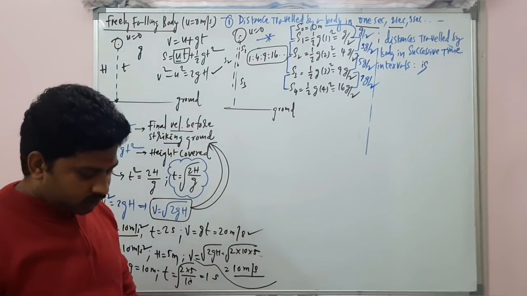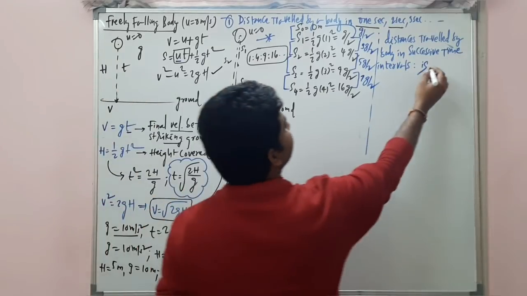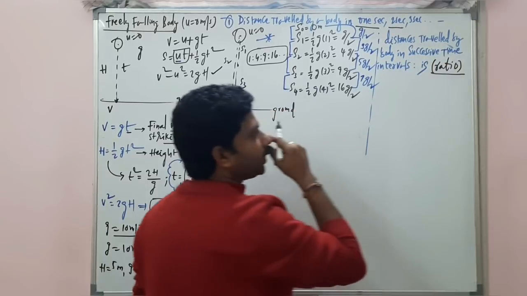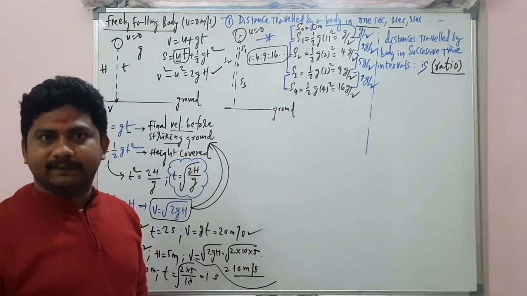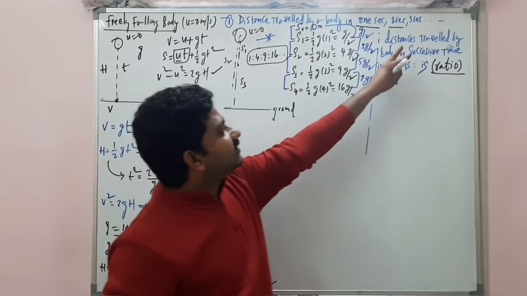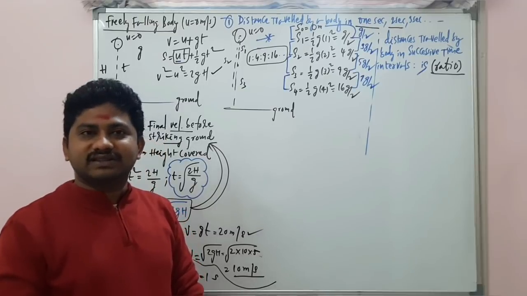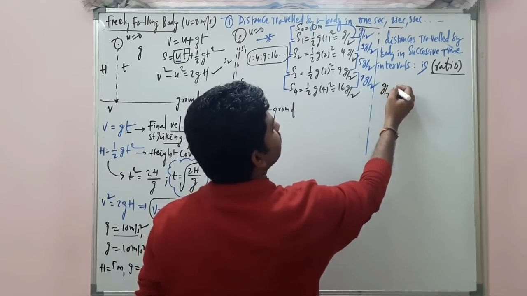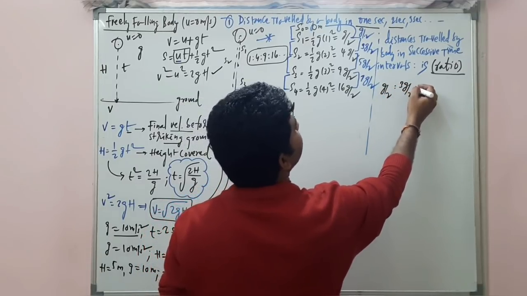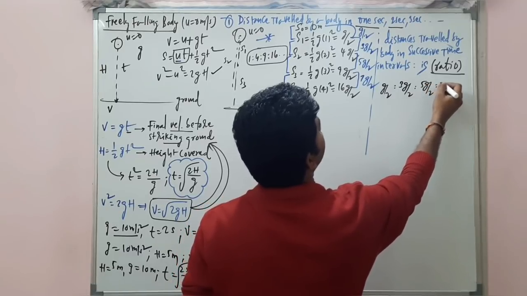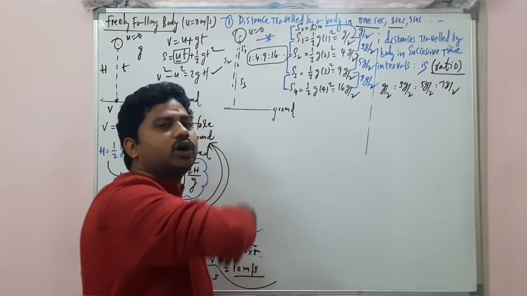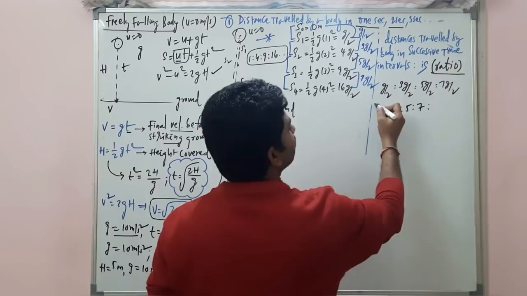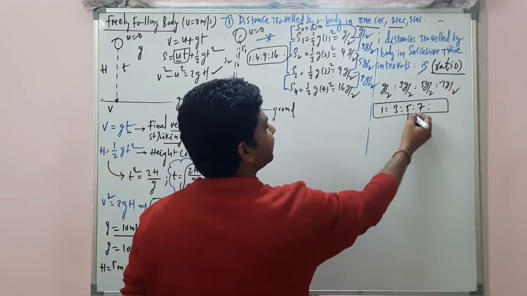Right? What is the ratio of distances travelled by the body in successive time intervals? That's the most important. You can see g by 2, 3g by 2, 5g by 2, 7g by 2. If you take g by 2 common, what is the ratio you get? 1 is to 3 is to 5 is to 7, and it goes on like that. This is the ratio, and these are the numbers.